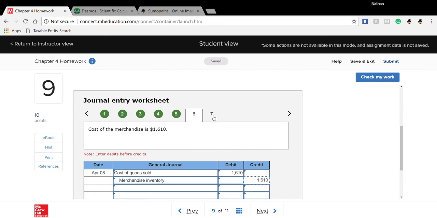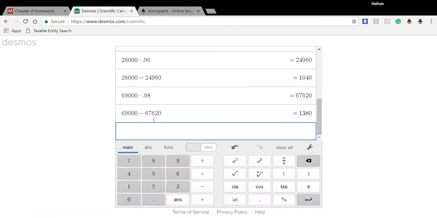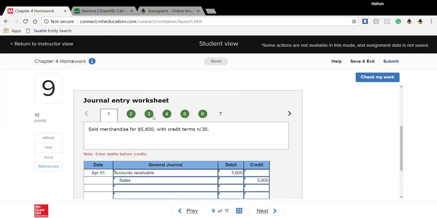Now, question 7. So we received the payment for the amount due from the April 1st sales less return on April 4th. Alright. So the first job here, this is our April 1st one. So we know we sold it for $5,600. Let's put that in our calculator. $5,600. We know we had a return associated with this. So here we had $640.